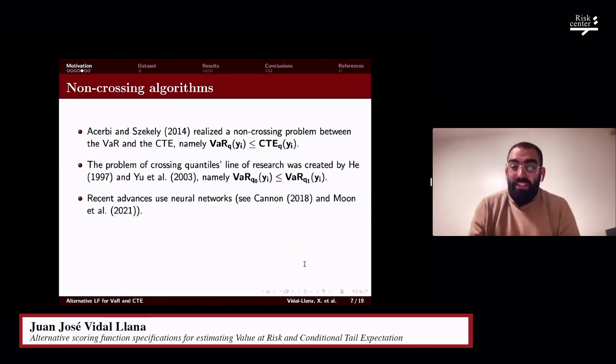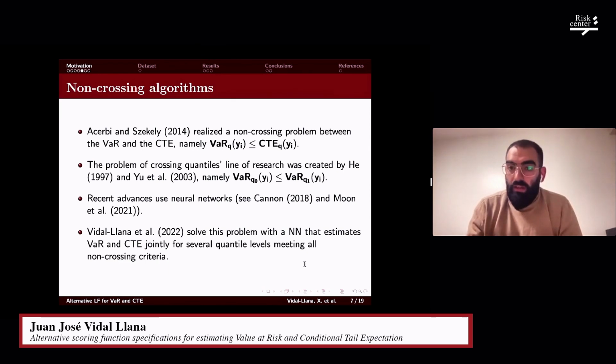There are even recent advances that allow non-crossing for several values at risk with neural networks. And this year, we have a working paper that we have been working on a lot, in which we solve a problem that we saw here: there is no way to calculate value at risk and CTEs for several quantile levels while meeting these conditions. So we have a joint neural network that predicts several values at risk and CTEs with all non-crossing conditions.